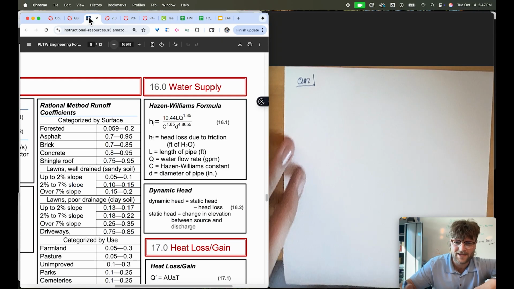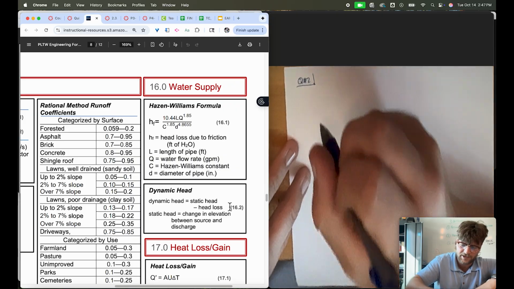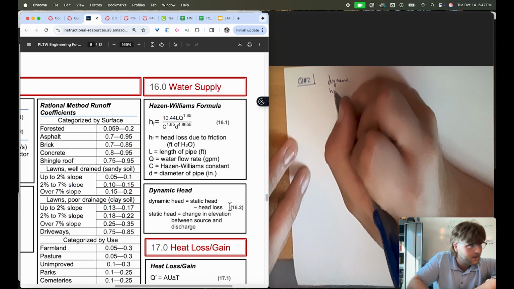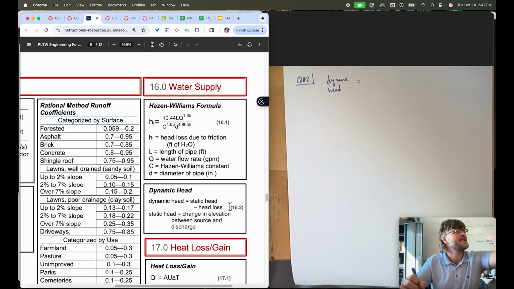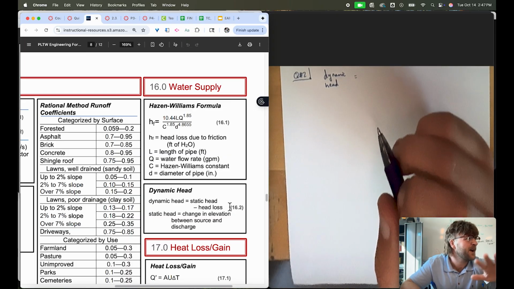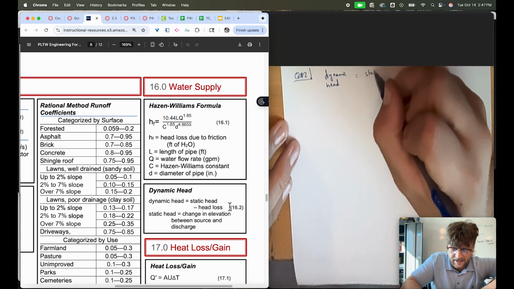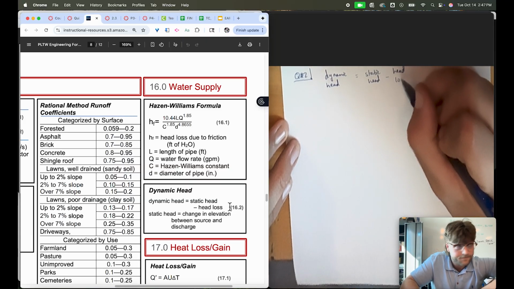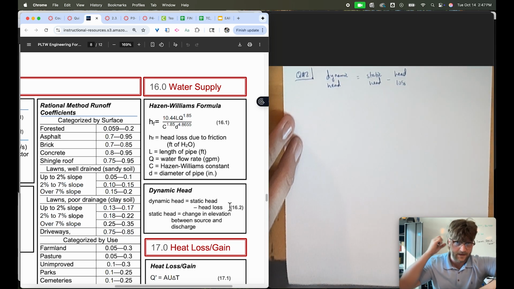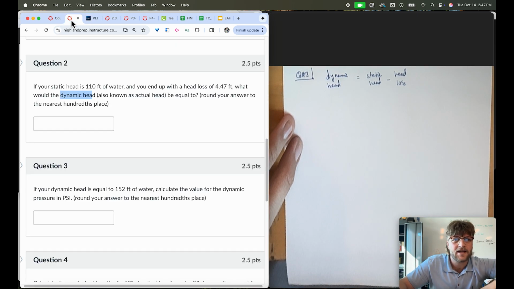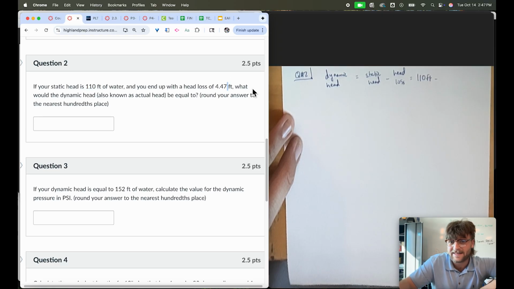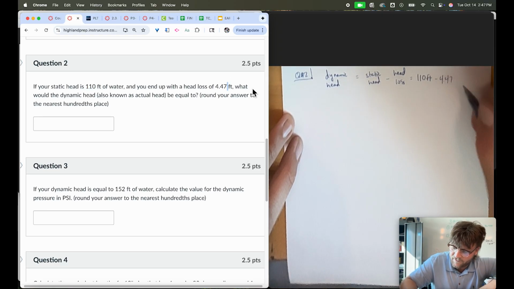If we go on here, we can see that the dynamic head, equation 16.2, is equal to static head minus the head loss. So now, what is the static head? What is the head loss here? If we go to this, we can see that the static head is 110 feet. The head loss that was calculated for us is 4.47 feet.